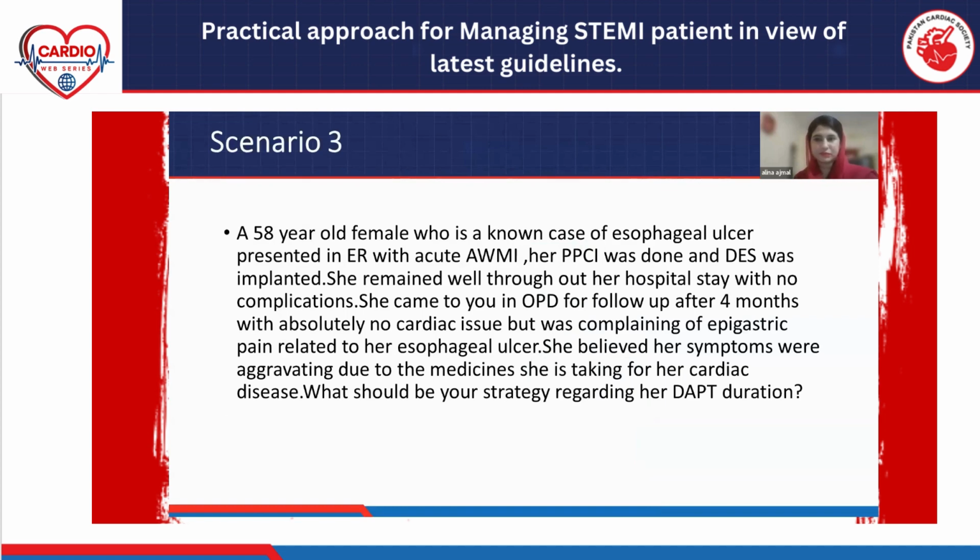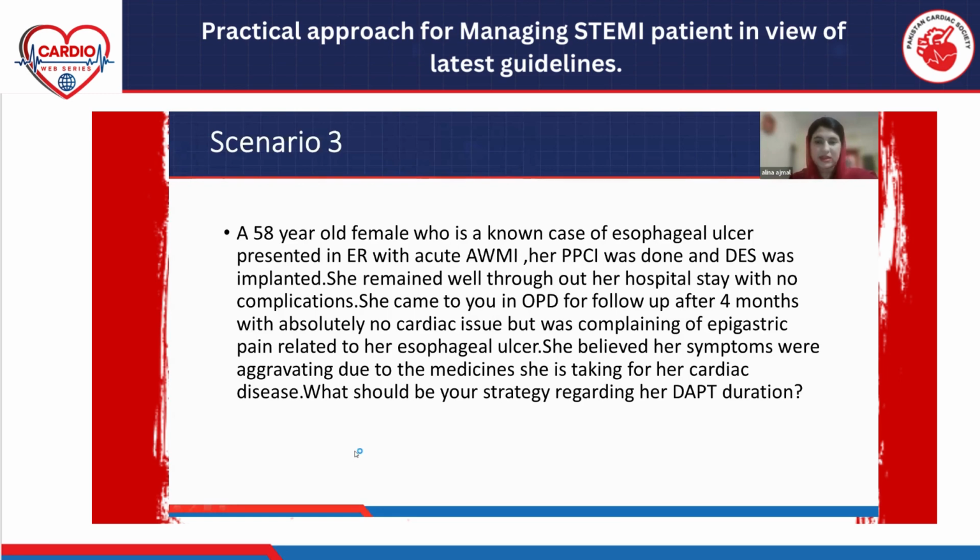Scenario number 3. A 58-year-old female with a known case of esophageal ulcer presented in ER with acute anterior wall MI. Her primary PCI was done and a stent was implanted. She remained well throughout her hospital stay with no complications. She came to you in OPD for follow-up after 4 months with absolutely no cardiac issue, but was complaining of epigastric pain related to her esophageal ulcer. She believed her symptoms were aggravating due to the medications she's taking for her cardiac disease. So what should be your strategy regarding her DAPT duration?